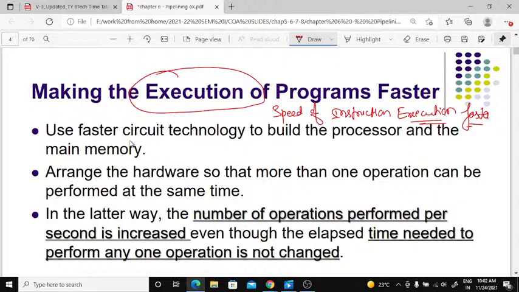Use faster circuit technology, like cache memory or main memory, to build the processor and the main memory, and arrange the hardware so that more than one operation can be performed at the same time. That makes execution faster.